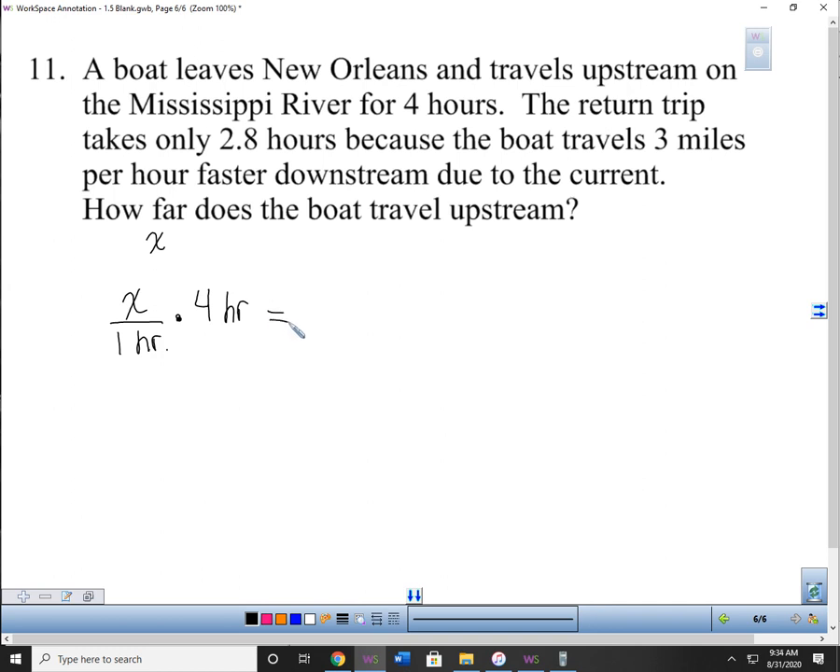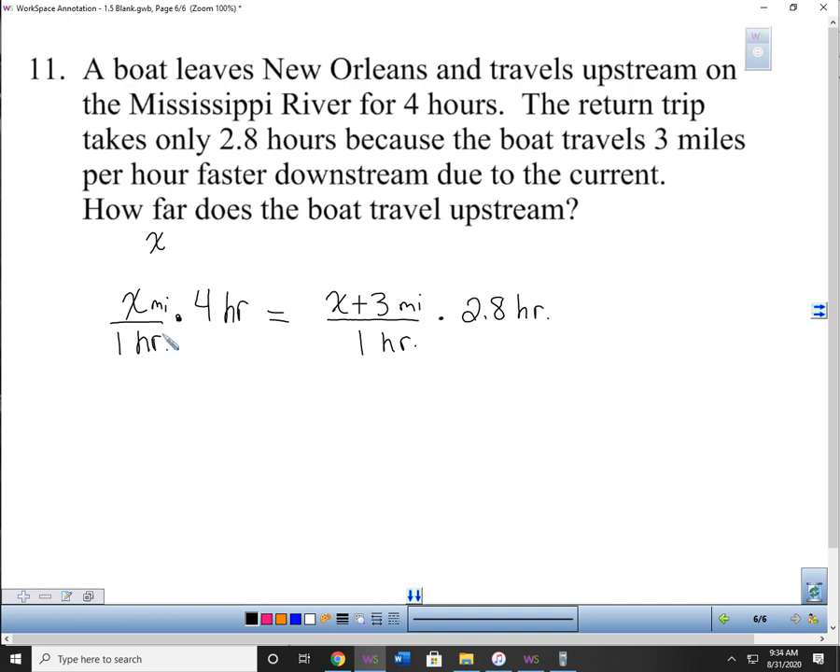That would be equal to how long it takes me to go downstream, right? It only takes me 2.8 hours because I travel 3 miles an hour faster. So X plus 3 miles, and we should have put miles over here so we don't lose our units, over 1 hour, times, it only took us 2.8 hours.